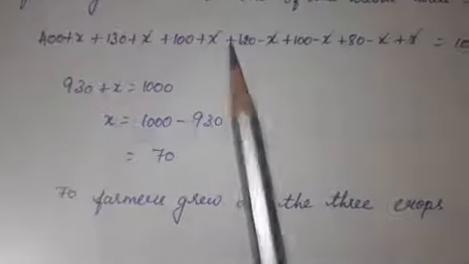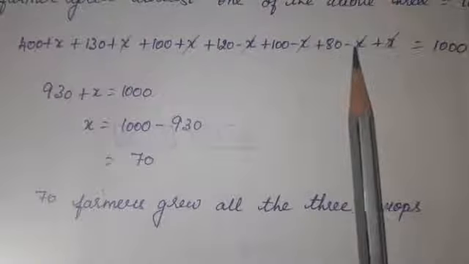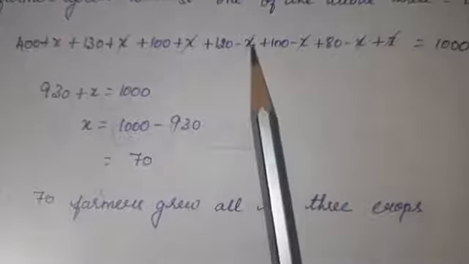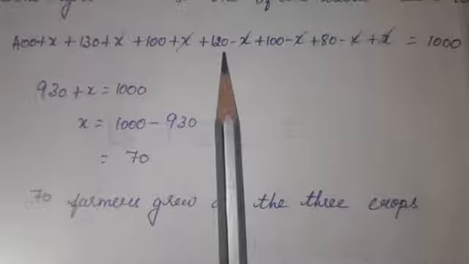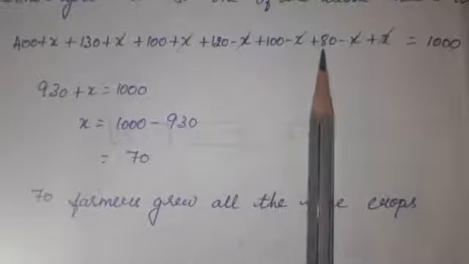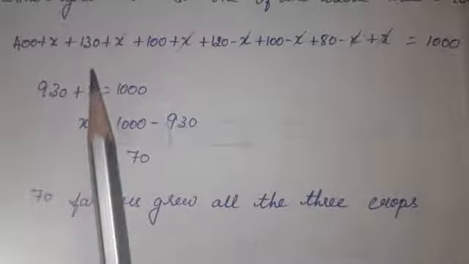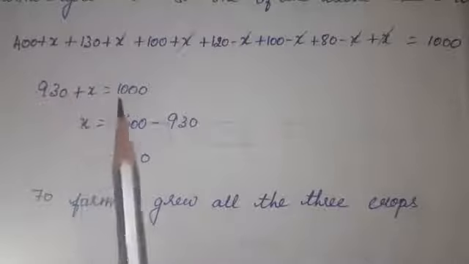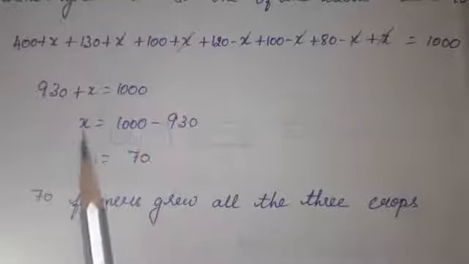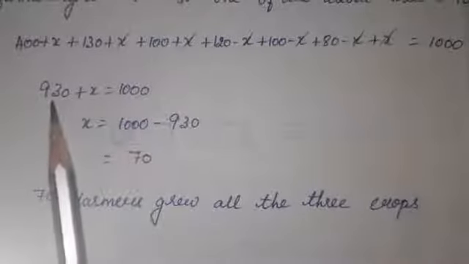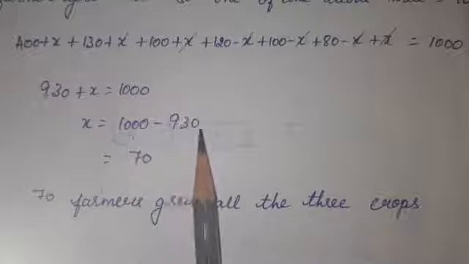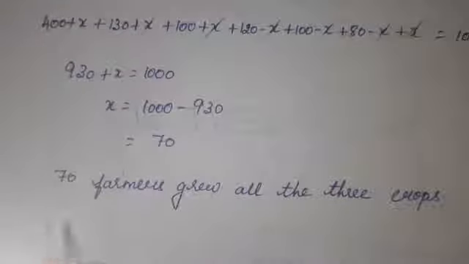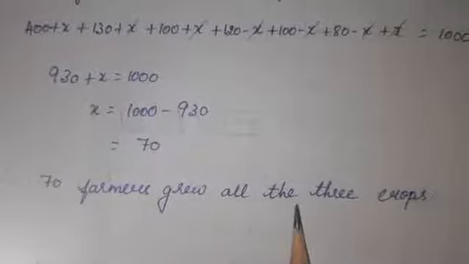Now cancel: plus x minus x get cancelled. Here minus x plus x, again minus x plus x get cancelled. You add the numbers 400 plus 130 plus 100 plus 120 plus 100 plus 80. When you add, you will get 930. Remaining, you will have only one variable, that is x, equal to 1000. x is equal to 1000 minus 930, you bring it this side, it is minus 930. 1000 minus 930, you will get 70. Therefore, 70 farmers grew all the three crops.